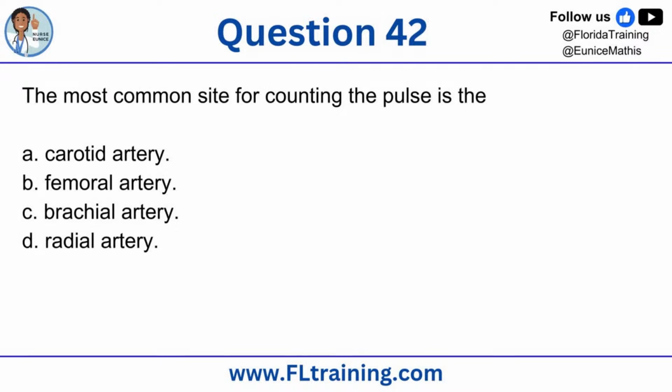The most common site for counting the pulse is the A. Carotid artery, B. Femoral artery, C. Brachial artery, D. Radial artery. A, B, C, or D. Go ahead and drop your answer in the chat.